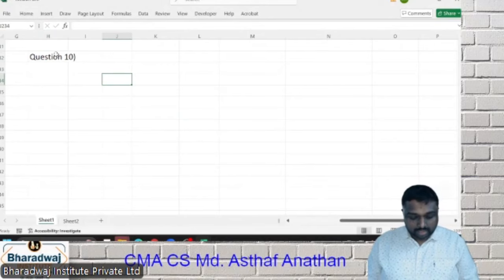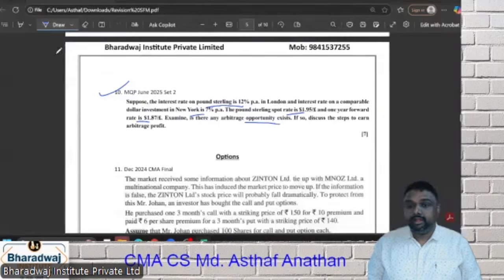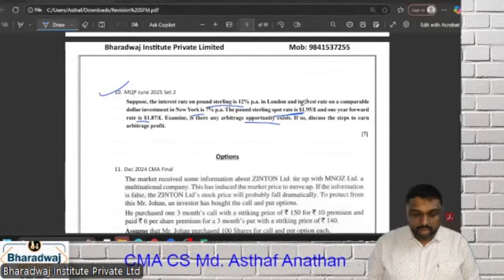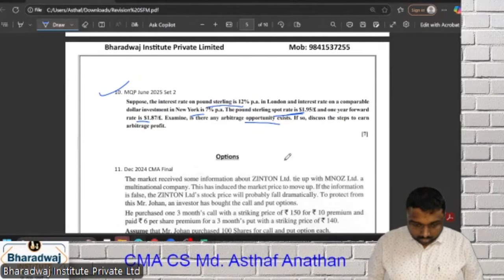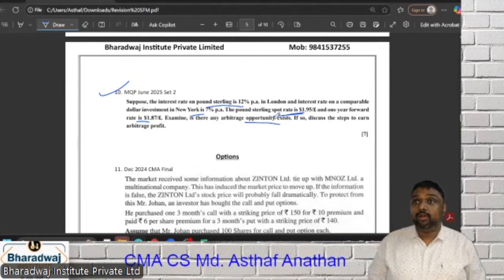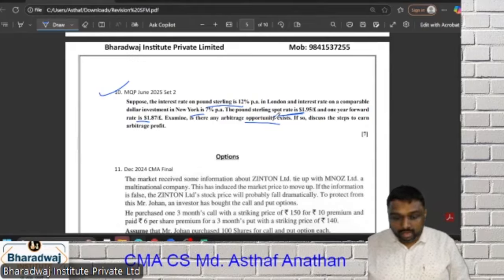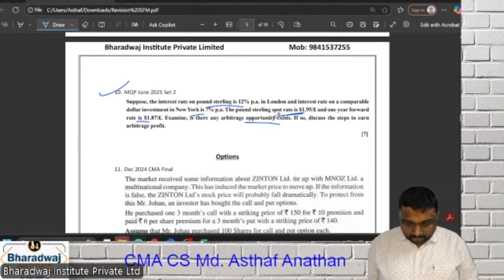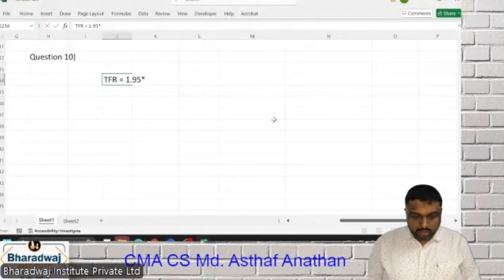So question number 10. What is the theoretical forward rate? For the theoretical forward rate, spot rate is 1.95, dollar is the home currency. So it is 1 year only, so you have to go for 1 year. So what is the dollar rate? It is coming 1.07 divided by 1.